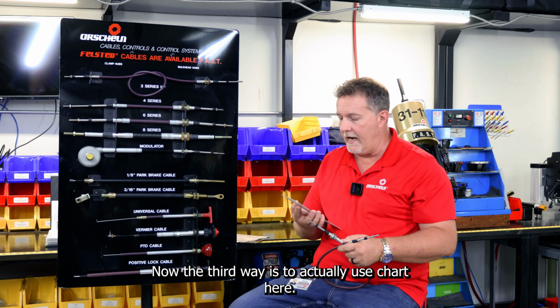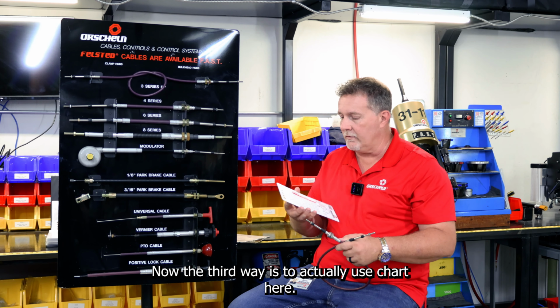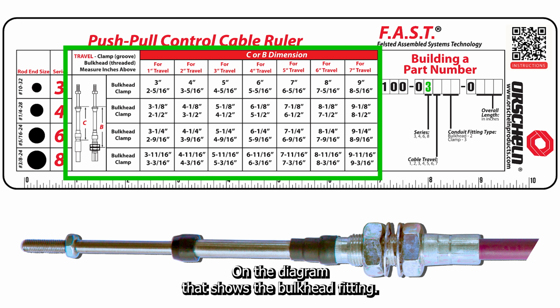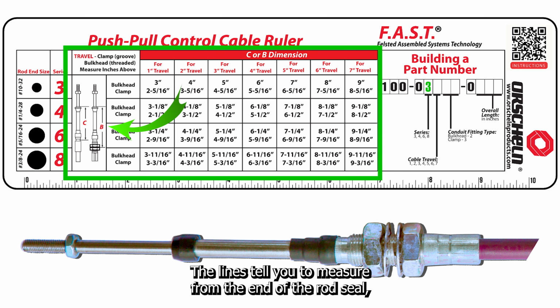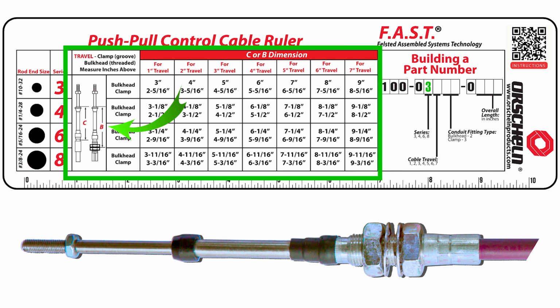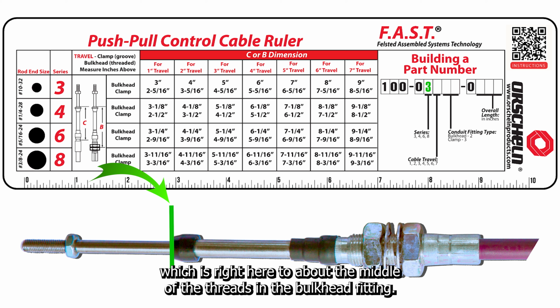Now the third way is to actually use the chart here to do a dimensional check on the cable to verify the travel as well. Let's just say we take this bulkhead into the cable, okay? On the diagram that shows the bulkhead fitting, the lines tell you to measure from the end of the rod seal, which is right here, to about the middle of the threads in the bulkhead fitting.